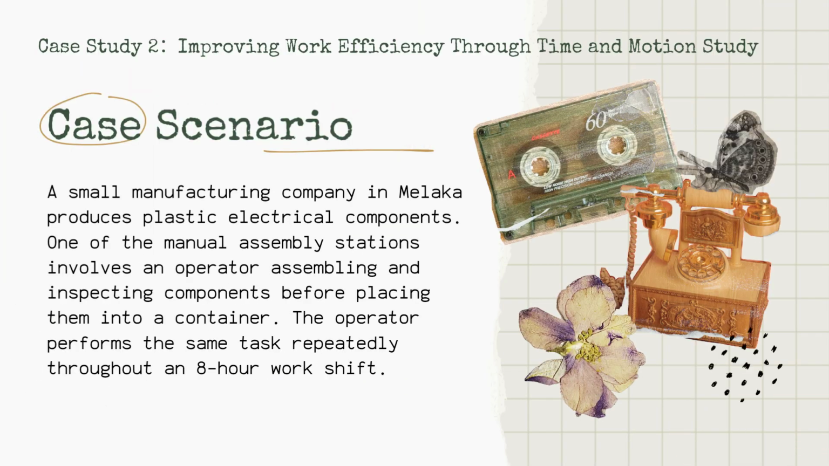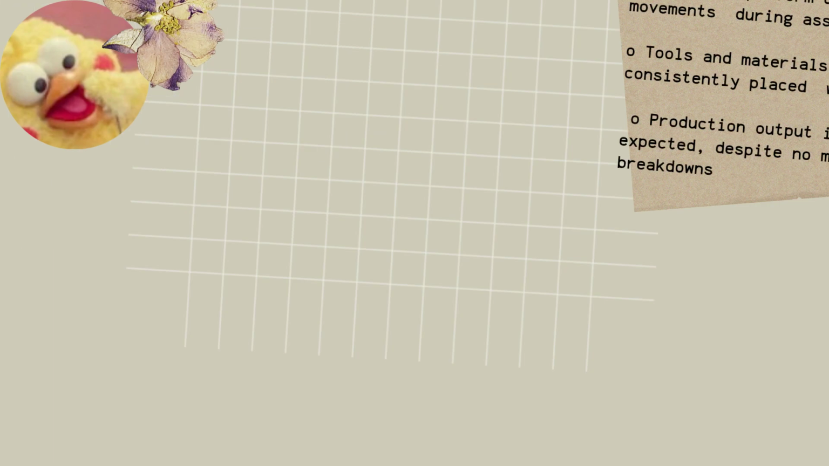Now moving on to case study 2, which is improving work efficiency through time and motion study. The case scenario is as below. A small manufacturing company in Malacca produces plastic electrical components. One of the manual assembly stations involves an operator assembling and inspecting components before placing them into a container. The operator performs the same task repeatedly throughout an 8-hour shift.